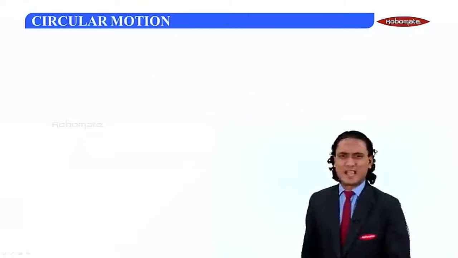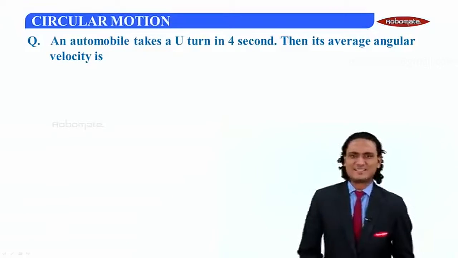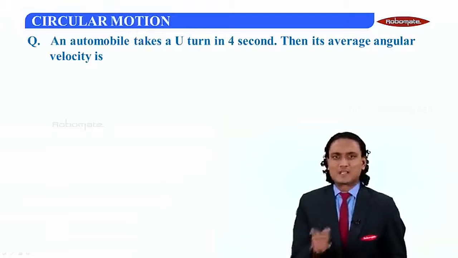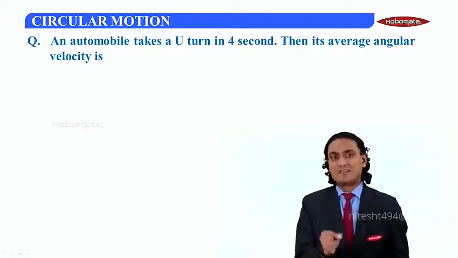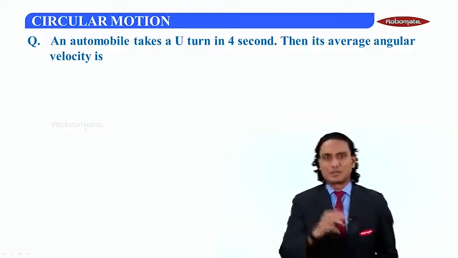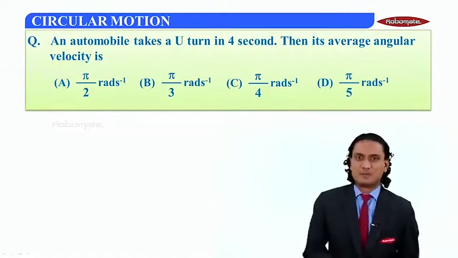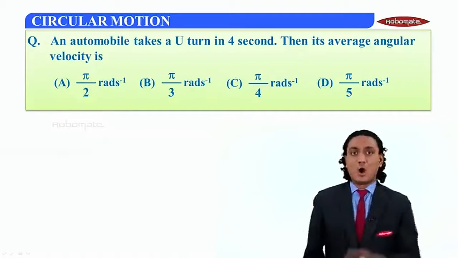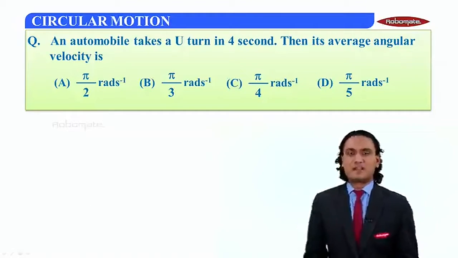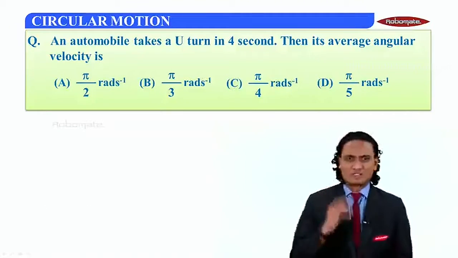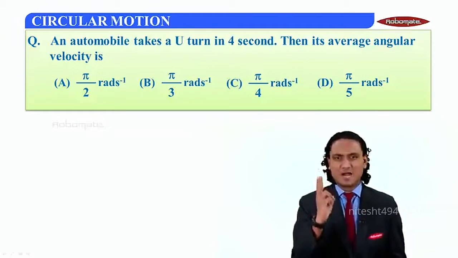Let us take a look at the first question. An automobile takes a U-turn in 4 seconds. Then its average angular velocity is? Option A, pi by 2 radian per second. Option B, pi by 3 radian per second. Option C, pi by 4 radian per second. Option D, pi by 5 radian per second. What is the procedure to solve this question? Identify, set up, execute and evaluate.